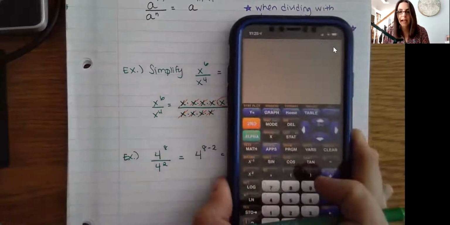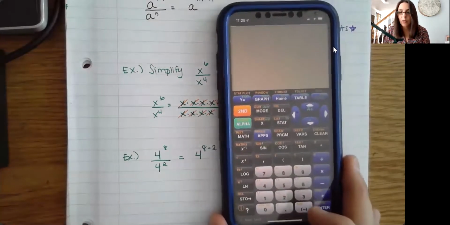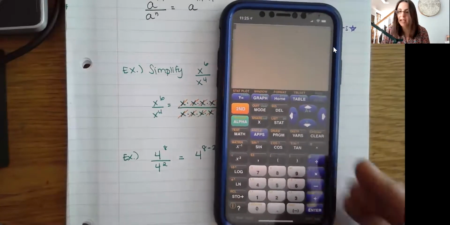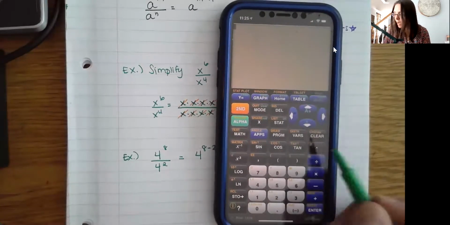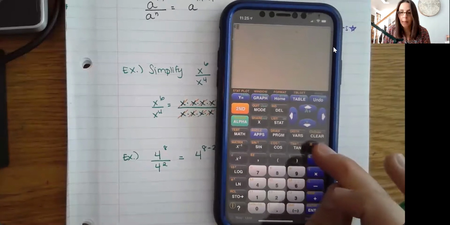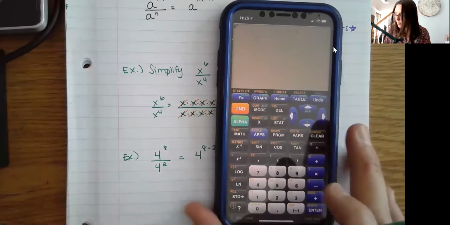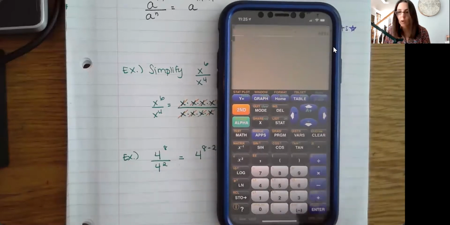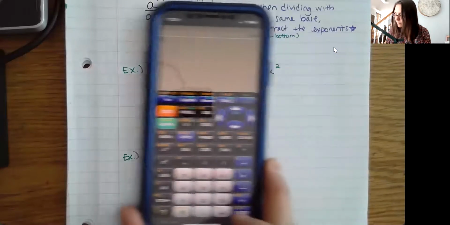So here I just have one of my apps, and there's different ways to do this we've talked about, but if you have the TI 83 or 84 series, you're going to see a little up arrow on your calculator, and that's your exponent. So I could do 4, and then I hit that little up arrow, and I'm going to just type in 6, and then I'll hit enter. So I get 4,096.